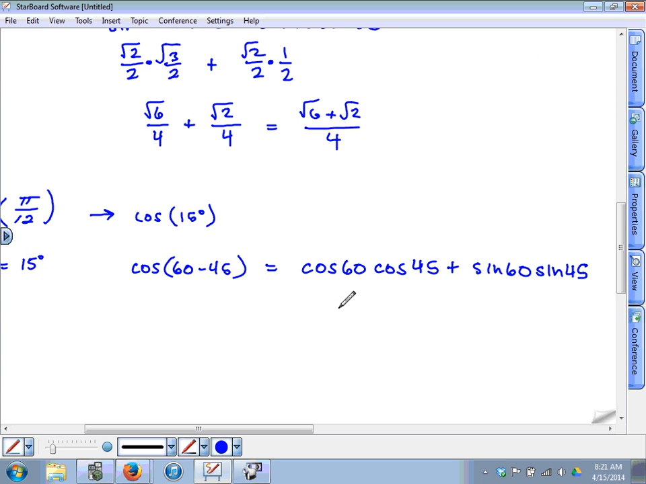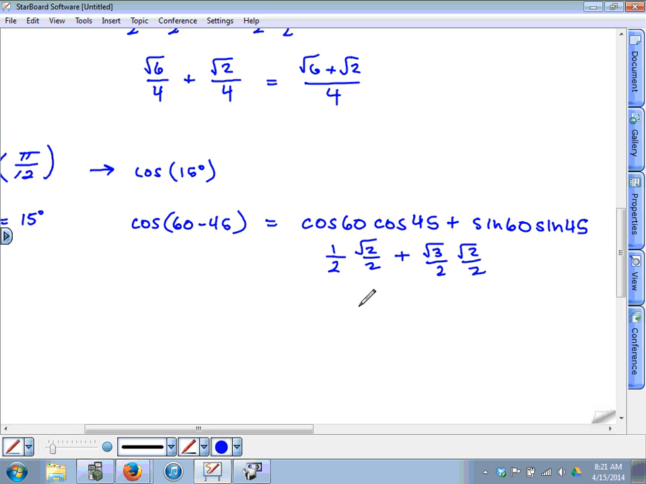So, let's evaluate here. Cosine 60. What's cosine 60? Cosine 45. Square root of 2 over 2. Probably a lot of these answers look pretty similar. Sine of 60 is the square root of 3 over 2. Sine of 45 is the square root of 2 over 2. Well, look at this. Isn't that weird?